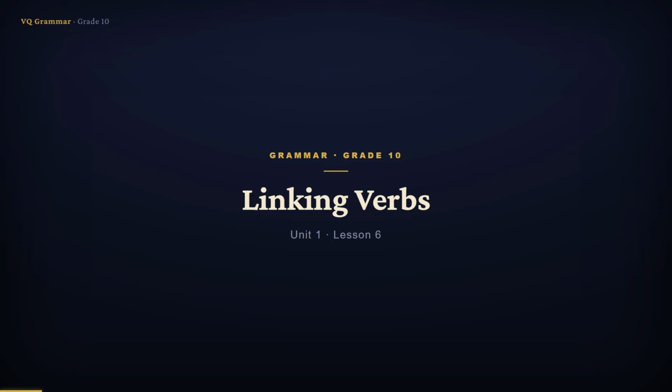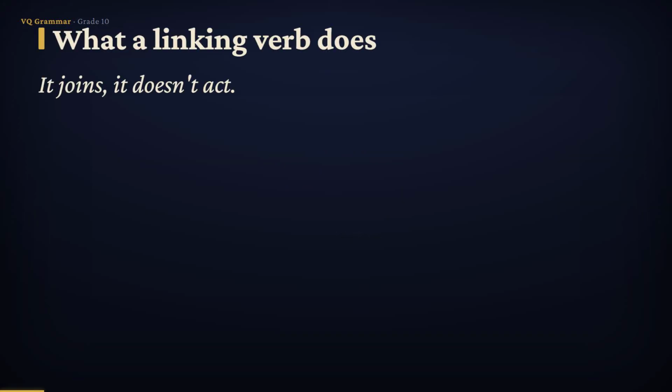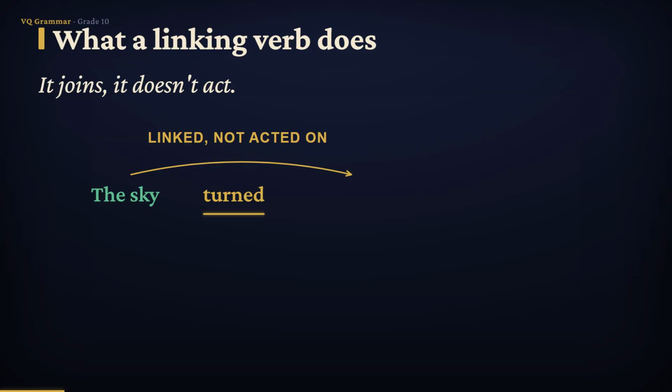Let's get into it. So, what exactly does a linking verb do? Here's a sentence. The sky turned orange. Now, stop and notice something. Nothing in that sentence is actually happening. The sky isn't doing anything to anything else. The verb turned is simply reaching across the sentence, connecting the subject, the sky, to a word that tells us something about it, orange. That is the whole job.